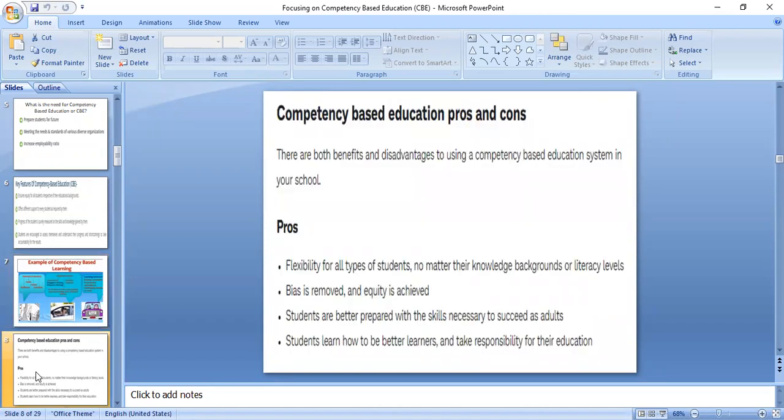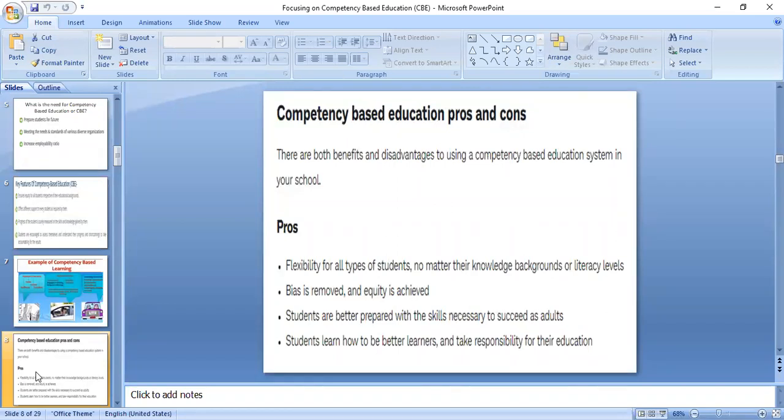Next is competency-based education, and let's talk about its pros and cons. There are both benefits and disadvantages to using a competency-based education system in our school. Everything has advantages and disadvantages, but those can be overcome. So let's discuss the pros first.